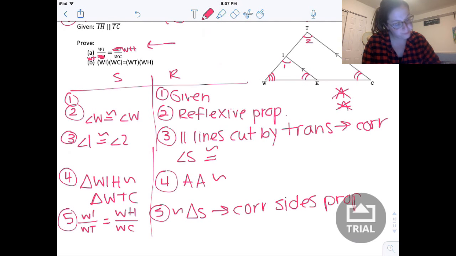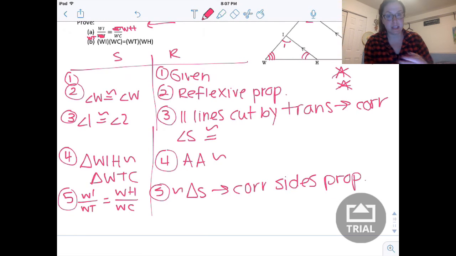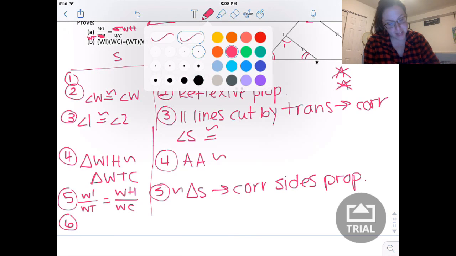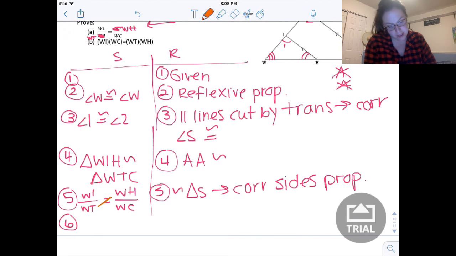And if we wanted to go one step further, and again, this is about the hardest that these similarity proofs will get in asking you to prove things, would be, okay, well, guess what? I could cross multiply this and get WH times WT and WI times WC. So WI times WC equals WH times WT.